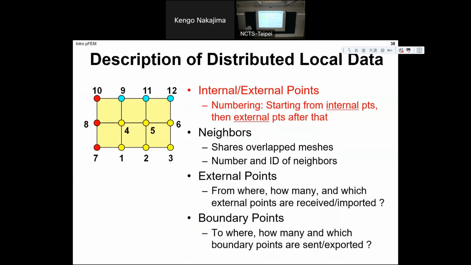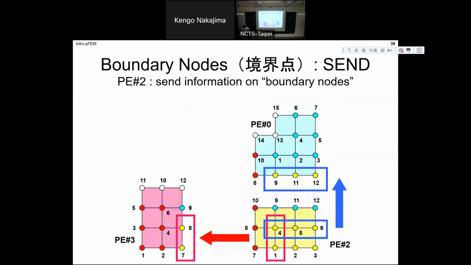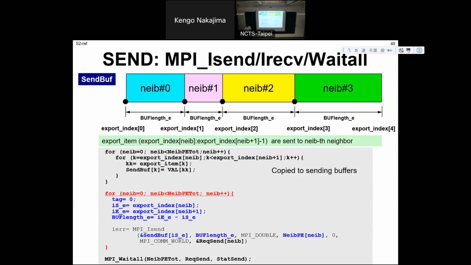I have already shown this, and in order to do this, we use the communication table. This is a little bit complicated 2D case. For example, this is a boundary node, and this number 2 is sending the information about boundary nodes to the neighbors, like this way. In order to do this, we just utilize the communication table, which I mentioned yesterday.